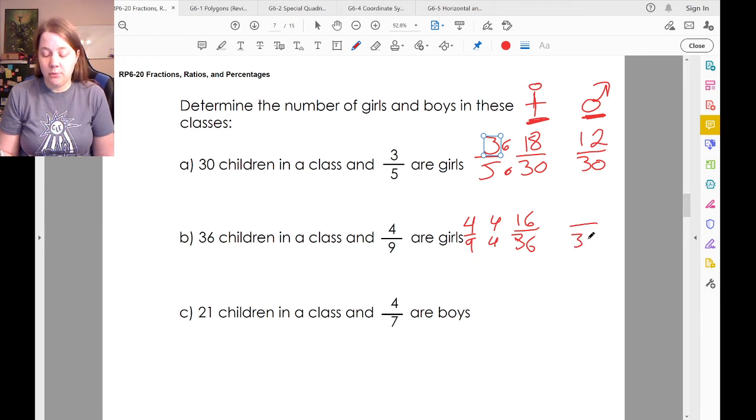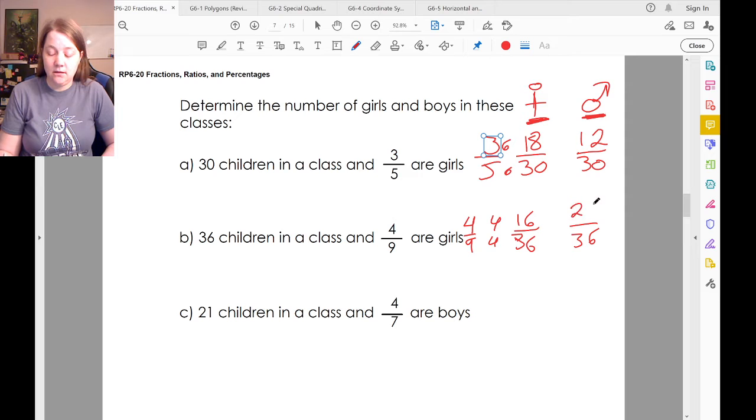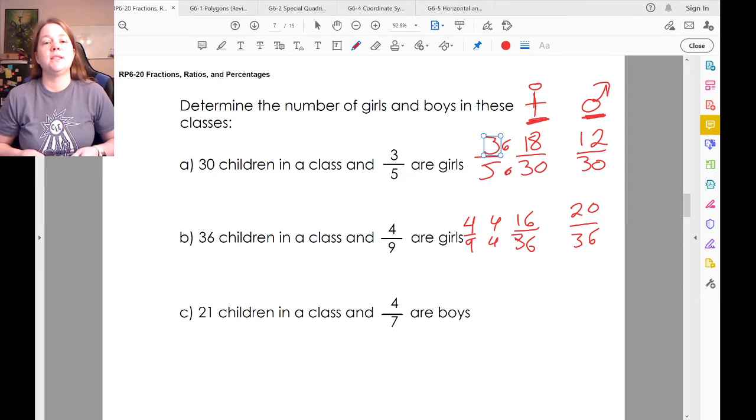If there are only boys left, how many boys would there be? Well, 36 minus 16 would be 20. And we're subtracting because we're assuming that there's only girls or boys in these classes. Not always true, but that's what we're assuming for the purpose of this problem.